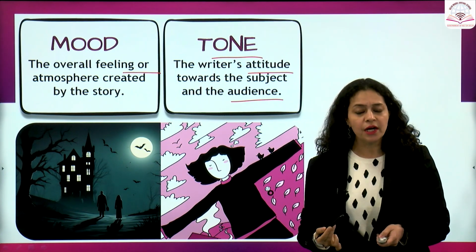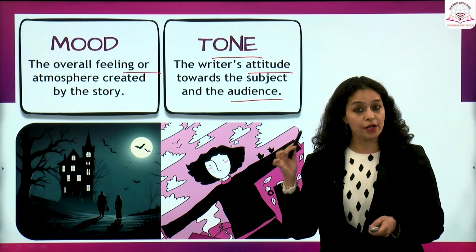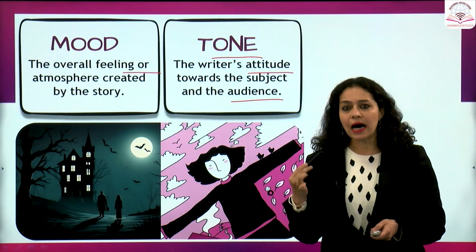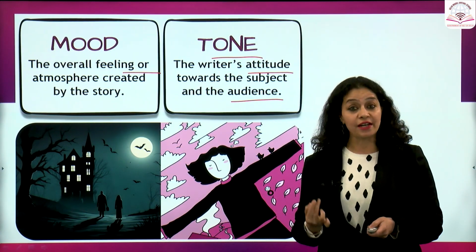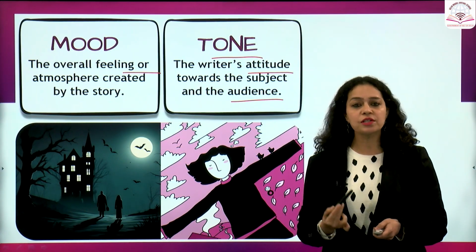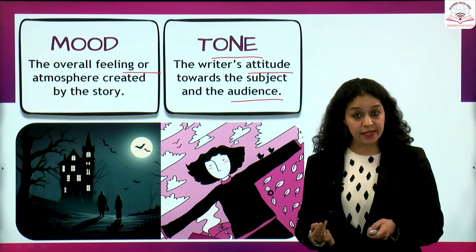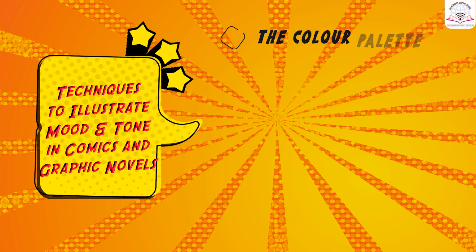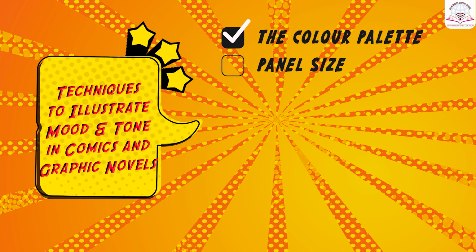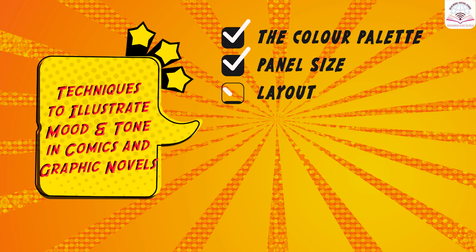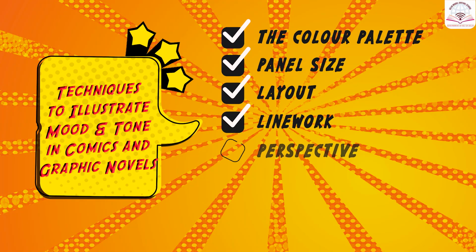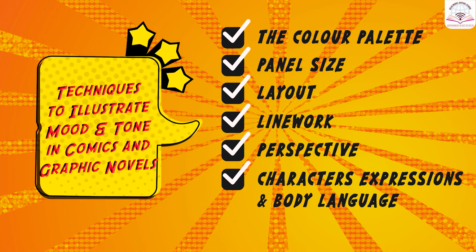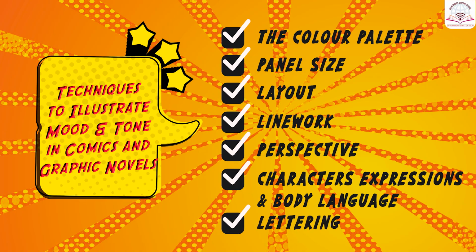Now, when we have discussed mood and tone, let's now discuss how these two things are depicted in comics and graphic novels. There are certain visual storytelling techniques, and we are going to discuss those today. First of all, we have the color palette, second, panel size, third, layout, fourth, line work, fifth, perspective, sixth, characters, expressions and body language, and last but not the least, lettering.